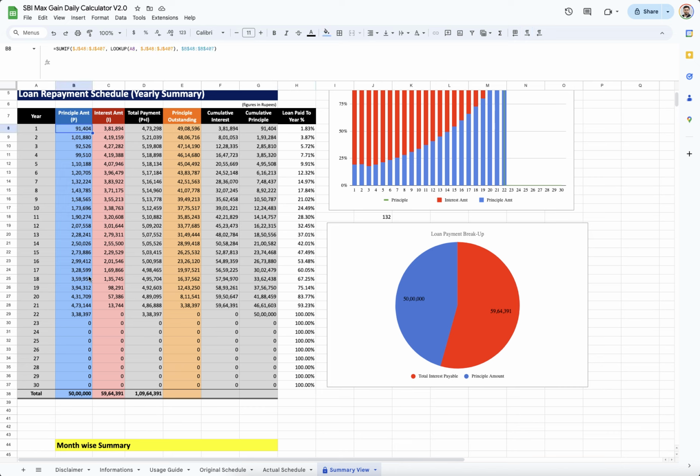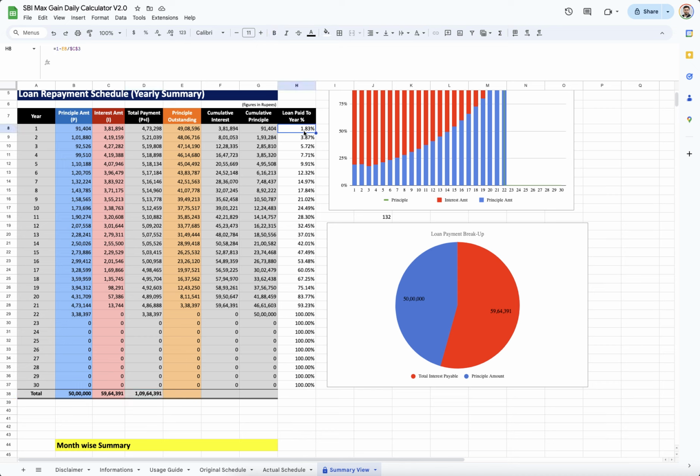This is what it will show you: 50 lakhs of loan, and because in between we increased the rate of interest, the loan becomes 22 years instead of 20 years. We can see the total interest that we are paying is 59 lakhs, and this is the total amount, principal plus interest. This is the loan paid till that particular year.